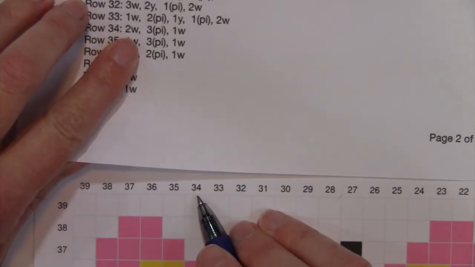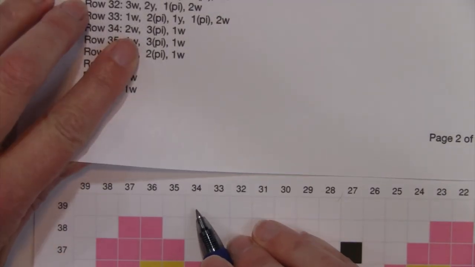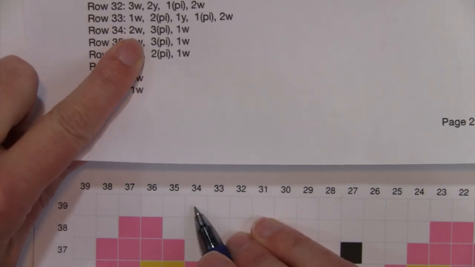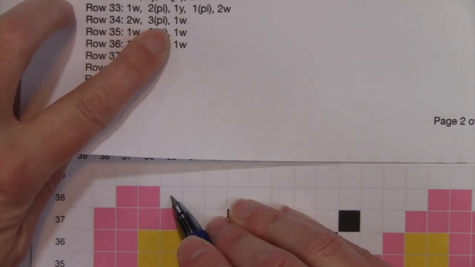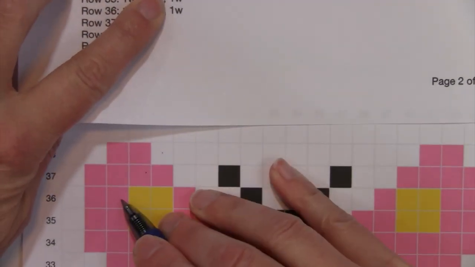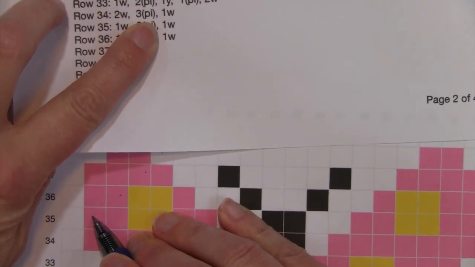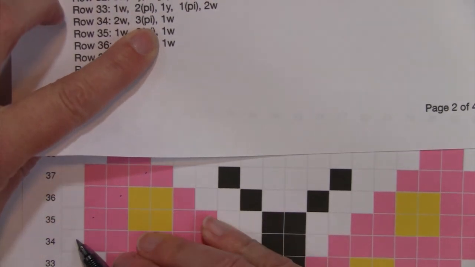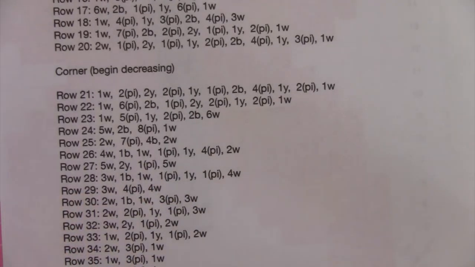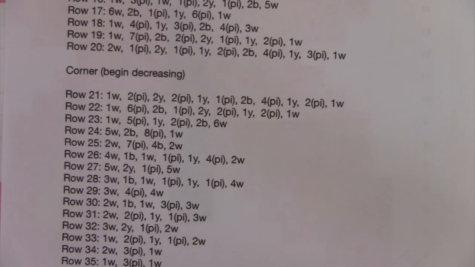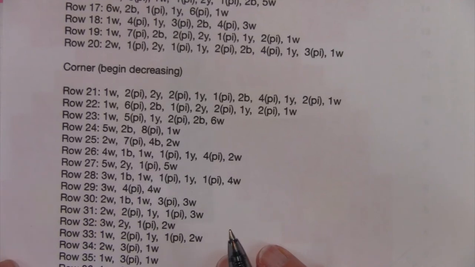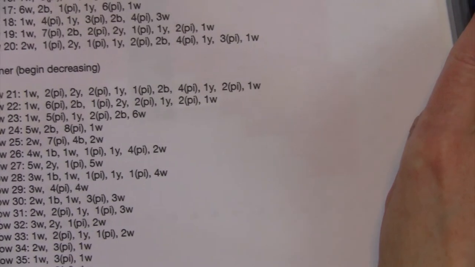So row 34 is here. This is the block for row 34. We're working diagonally. So it says two white, then it says three pink, one, two, three, and then it says one white. So you can see that you can look at your color graph and look at those corresponding instructions, and that will also help you maintain where you are in the pattern. So essentially, that's all there is to reading instructions.